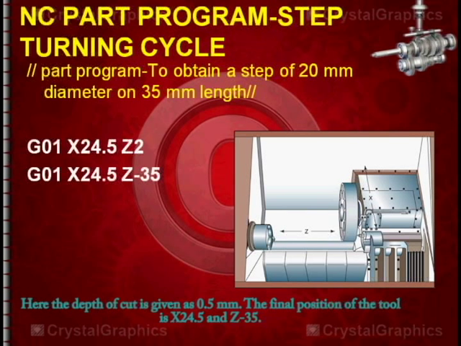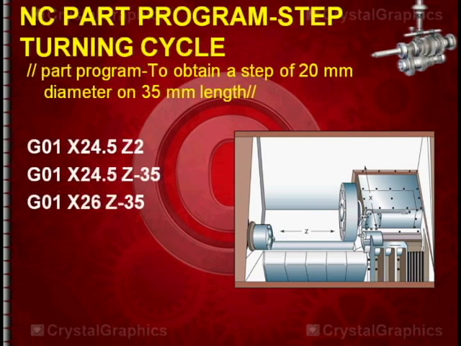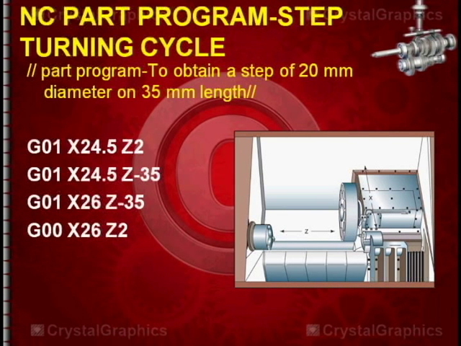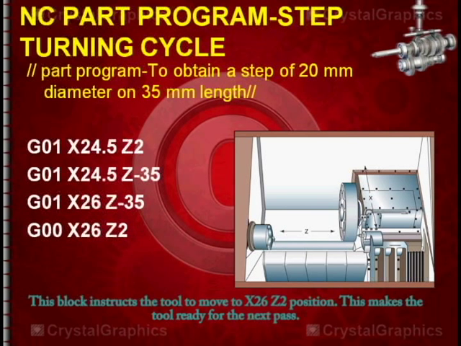Here the depth of cut given is 0.5 mm. The final position of the tool is X24.5 and Z-35. G01 X26 Z-35. This block instructs the tool to move to X26 Z-35 position. This makes the tool go slightly away from the workpiece after completion of the cut in the first pass. G01 X26 Z2. This instructs the tool to move to X26 Z2 position. This makes the tool ready for the next pass.